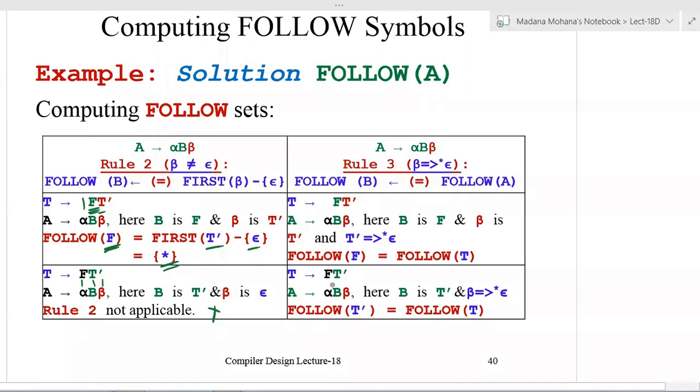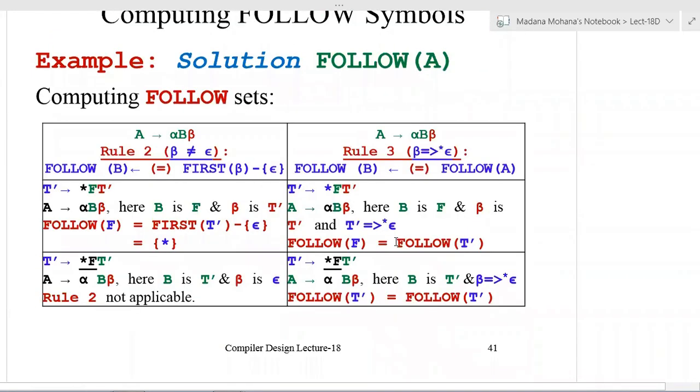Then T derives F T dash. If you change alpha, B, beta: previously alpha is null, now alpha is F, B is T dash, beta is null. Then follow of T dash equals follow of T. Then coming to the next production, T dash derives star F T dash. So now alpha, B, beta, T dash. So first of T dash minus null, star, is added to follow of F. Then if you assume star F as the alpha, then B as T dash, beta as null. Whenever beta is null, rule 2 is not applicable.